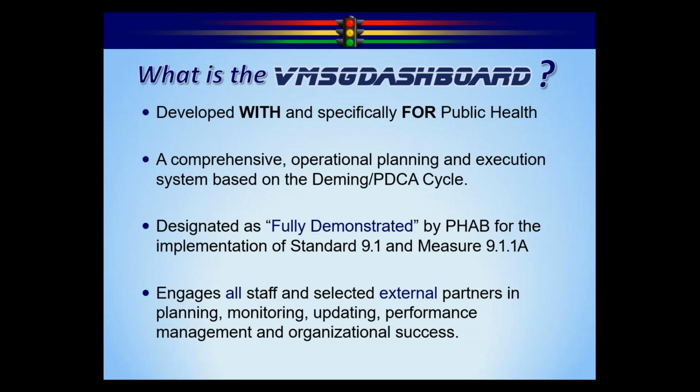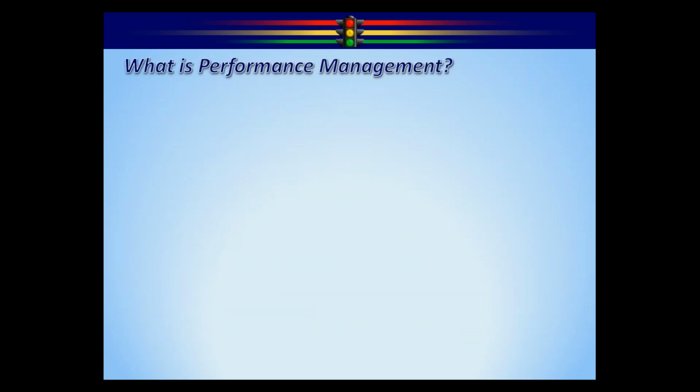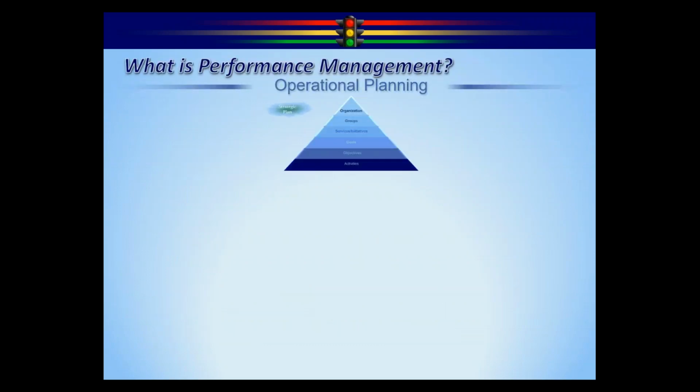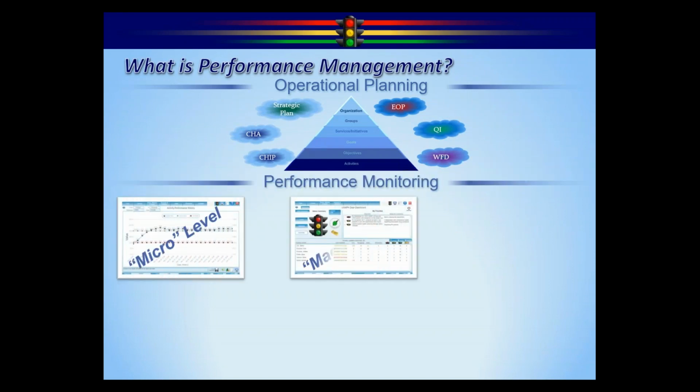But first, we want to define performance management, and it's in 3 basic steps. The first one is creating an operational plan. And creating an operational plan just means that it's a specific group of people doing a specific set of activities in a specific time frame. And then the next step would be to monitor that plan, and monitoring it on many different levels.